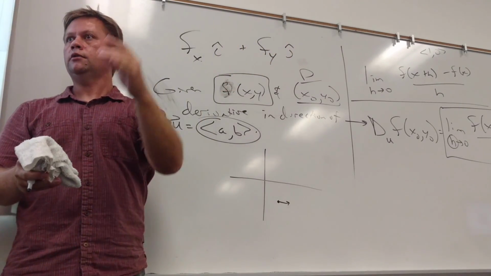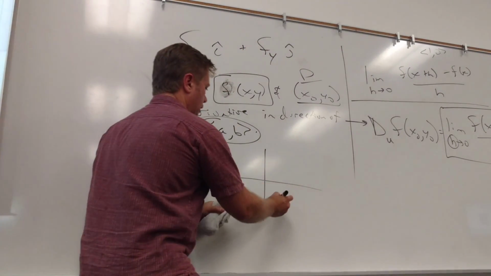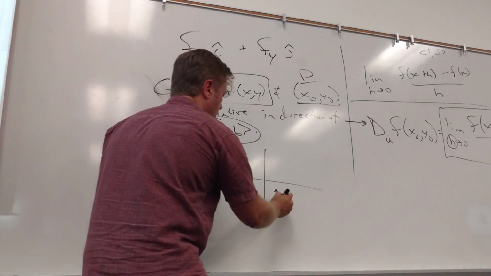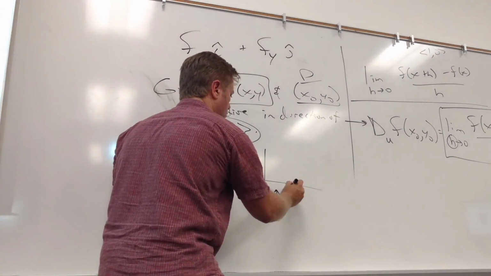(1, 0) again, right? It would just be i. Or I can do fy, and that would be (0, 1), j. But now I'm saying, what about that direction? And that would be u.